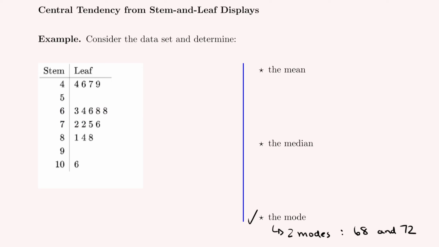Next, let's calculate the median. Now from this stem and leaf plot, can you see that everything is already listed in order? I have the lowest entry, 44, followed by the next lowest entry, 46, followed by the next lowest of 47, and then the next of 49. Similarly, I have the highest entry of 106 here. So the nice thing about the stem and leaf plot is it's already in order.